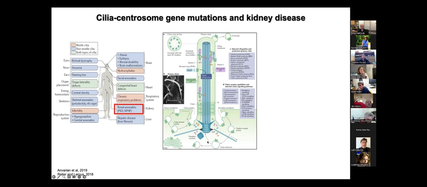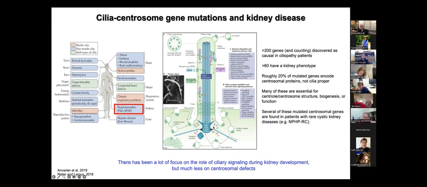We've been very interested in centrosome biogenesis, so we thought we'd focus on that for some of our studies, and that's what I'm going to talk about today. Just a quick overview. We know there are at least 1,000 different proteins that make up these complexes. There are at least 200 genes and counting that have been discovered to be causal in ciliopathy patients, and over 60 of these genes have a kidney phenotype associated with them.